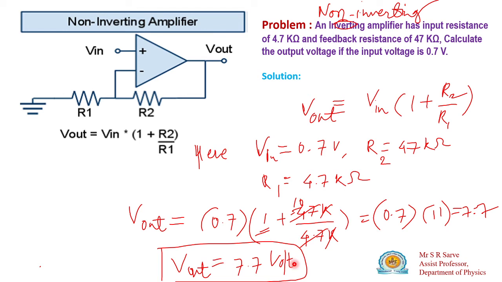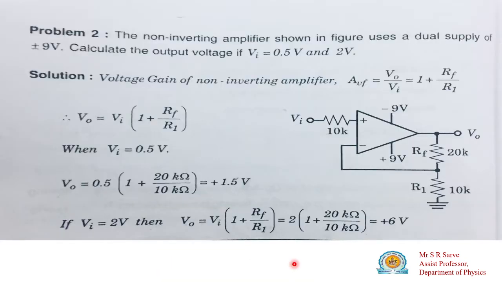So in this way, this is a problem on the non-inverting amplifier. This is also one of the problems. In the non-inverting amplifier as shown in the figure, we have to calculate the output voltage if the input voltage is 0.5 volt and 2 volt, meaning we have to find two output voltages. First for 0.5 volt, then for 2 volt. What is the formula for the output voltage? The output voltage equals input voltage into 1 plus Rf divided by R1.